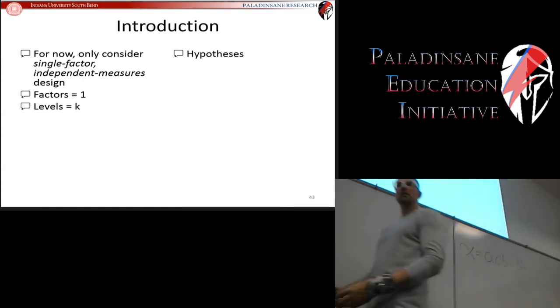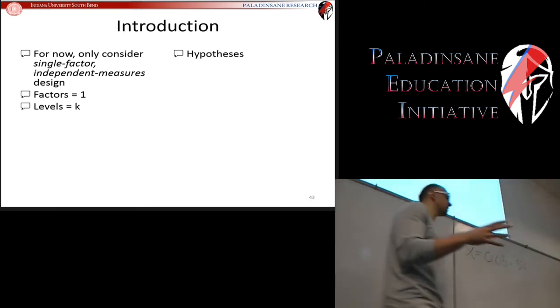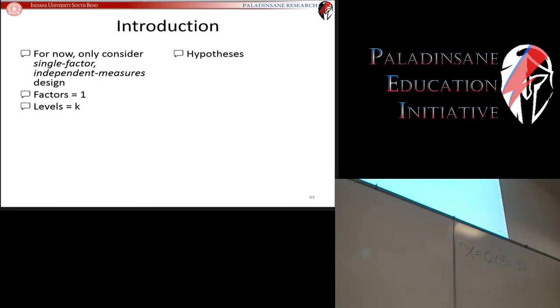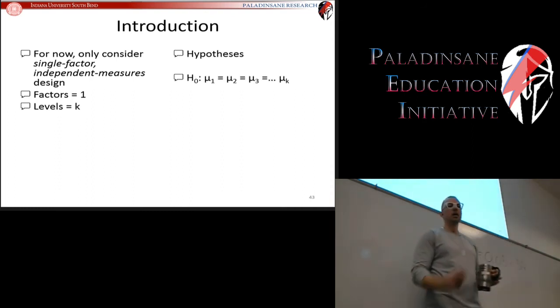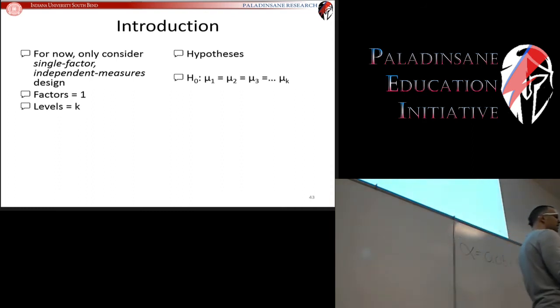So for this hypothesis test, it's going to work the same way. We're going to have those same 5 steps that we had before. The big difference, one of the big differences here, starts with the hypotheses. So we're still going to have a null hypothesis, and we're still going to have a research hypothesis. The null hypothesis is this here, that population 1 equals population 2 equals population 3 equals population all the way up to your final level.